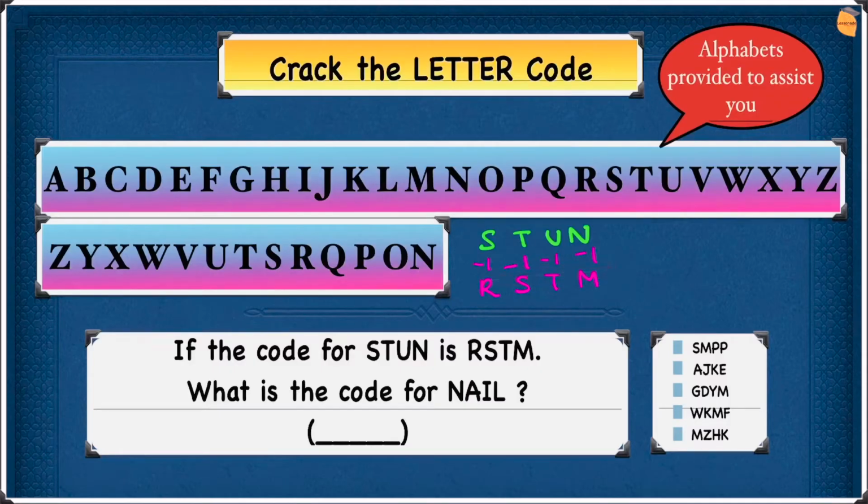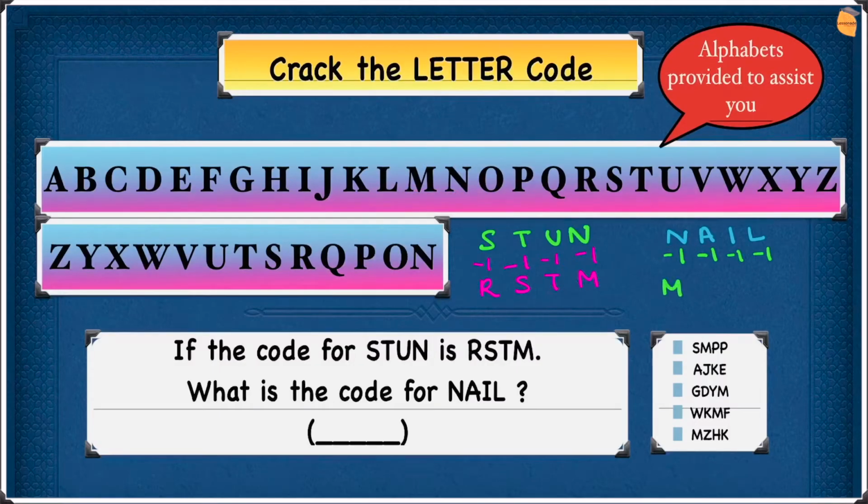Okay, so now we have to do the same thing for nail. So write nail out, N-A-I-L. Now take away -1 from all the letters. Firstly we have N. N is over here. We have to move one step backwards, so it's going to be -1. So it must be M.